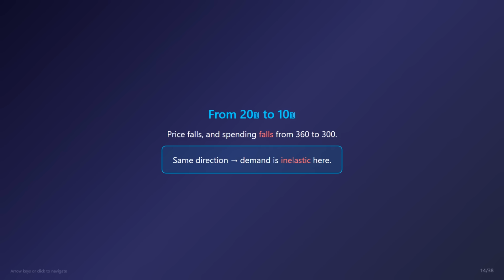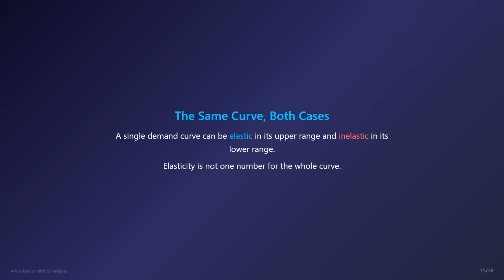Now the move from 20 shekels down to 10. The price falls, but this time spending falls too, from $360 to $300. Price and spending move in the same direction, so demand is inelastic over this lower range. Notice what this means. One and the same demand curve can be elastic in its upper portion and inelastic in its lower portion. Elasticity is not a single label for the whole curve. It changes as you move along it.